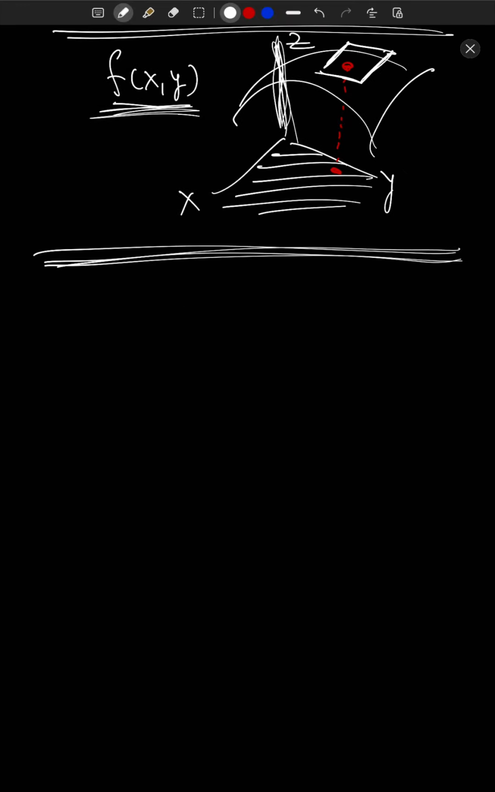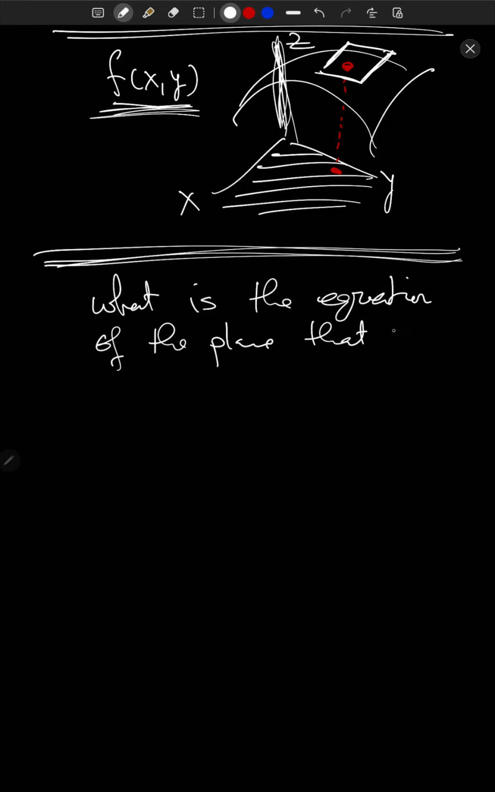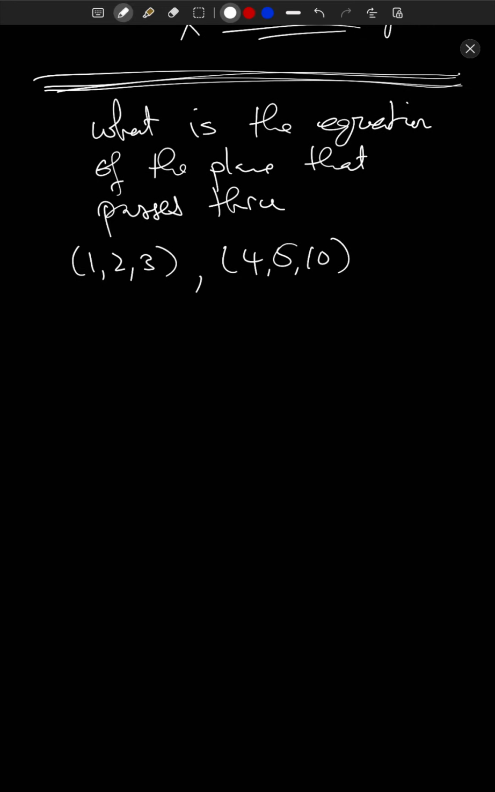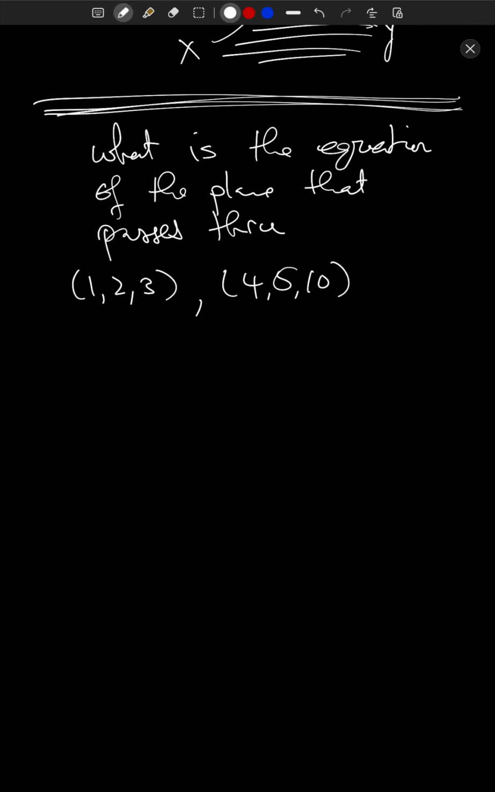If you look at the homework, there's a bunch of problems where they want you to find the equation of a plane given various bits of information. Here's a nice one. What is the equation of the plane that passes through, let's say, 1, 2, 3, 4, 5, 10? 2 points is not enough because 2 points determine a line, and there are many planes through the same line. So I need one more, 1, 2, minus 1. 3 points determine a plane. If I give you 3 points, there's only one plane that passes through those 3 points.